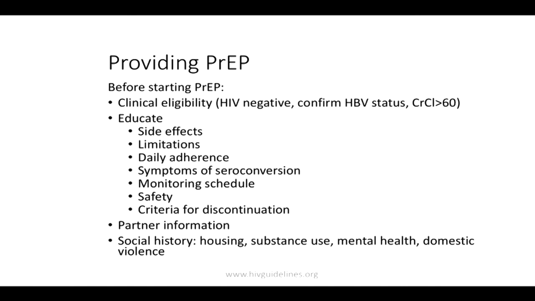So for providing PrEP, you want to determine clinical eligibility. Very important to confirm HIV negative status, but also to confirm the hepatitis B status and that they have a creatinine clearance greater than 60. The latter two considerations are because tenofovir and emtricitabine also treats hepatitis B and can also cause renal dysfunction, such that having a robust renal status would be important prior to initiating the medications.